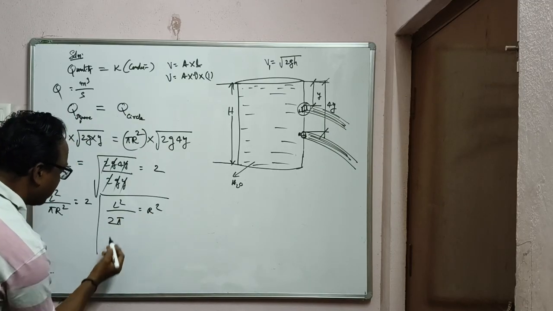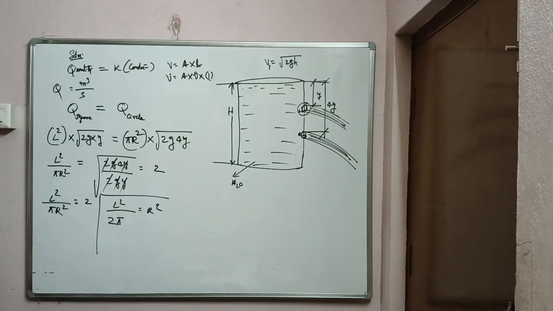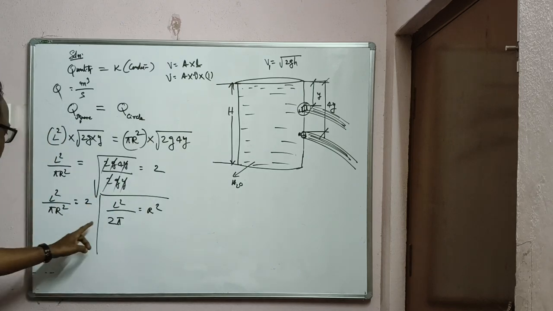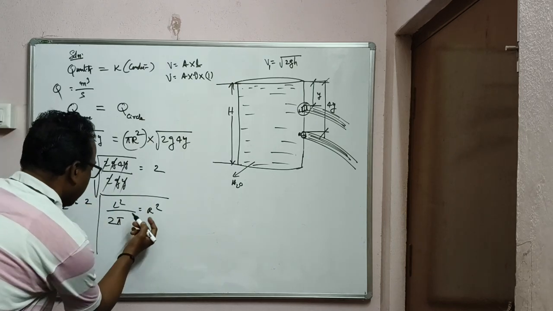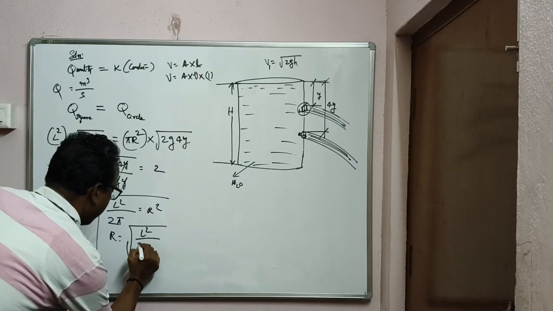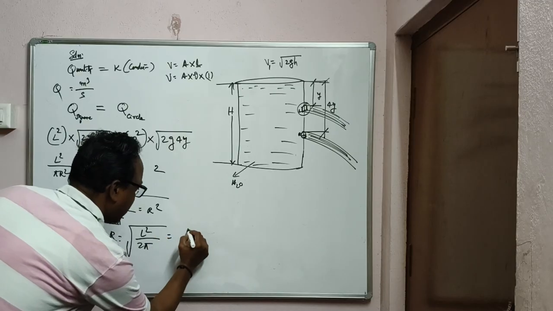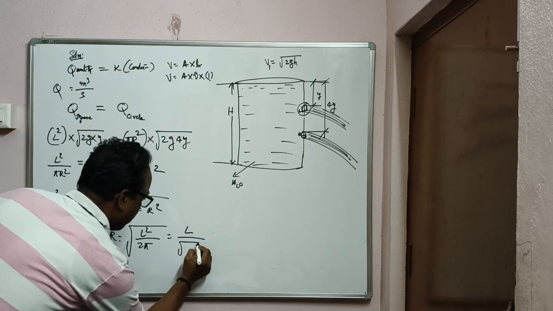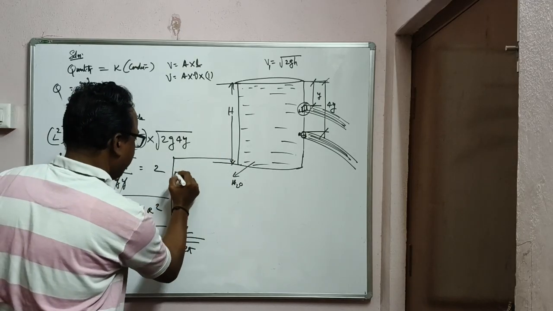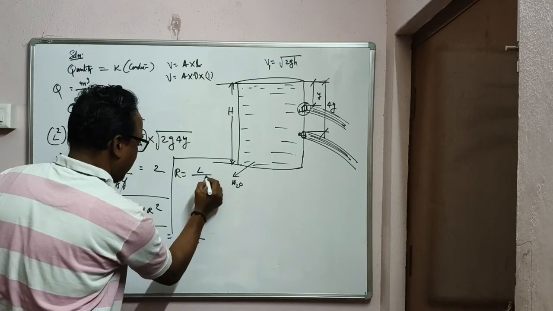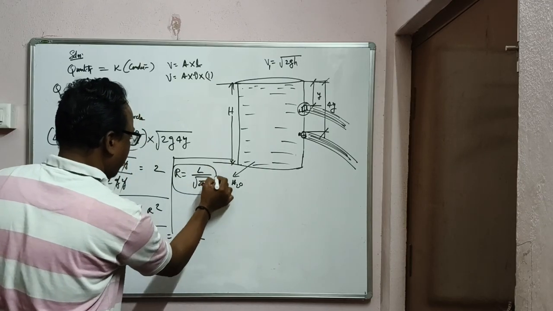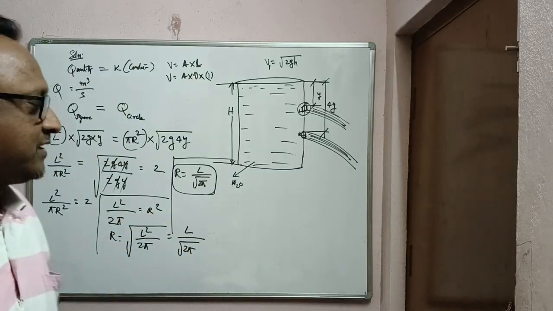So for R we need to take the square root. Okay? So R is equal to square root of L square by 2 pi, that is equal to L by root 2 pi. So what is the radius of the hole drilled? Radius is equal to L by root 2 pi. Very, very important problem.